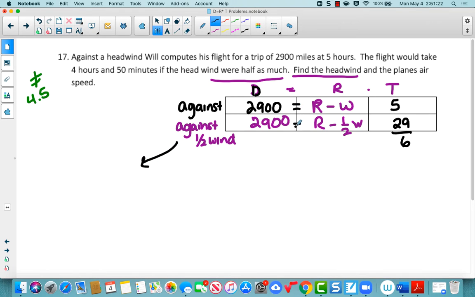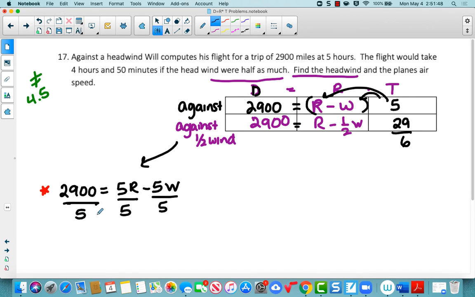All right, so I have my equations now. So my first equation is 2,900 equals 5R minus 5W. I jumped to the distributive property right here, okay? All right, now I noticed that all of those numbers are divisible by 5. So this is a trick, guys, and a technique to make things simpler. You can divide them all by 5, okay? If I divide them all by 5, that's going to give me R minus W equals 580. Now, I flipped it around because I just thought it was easier to look at it.